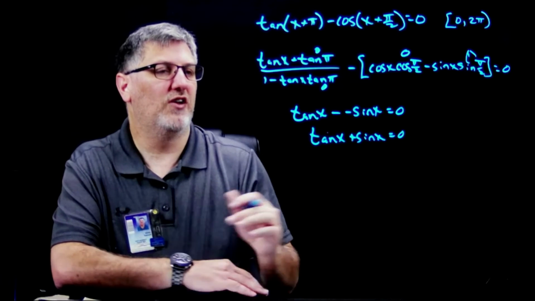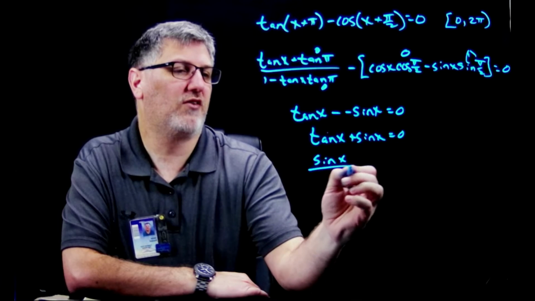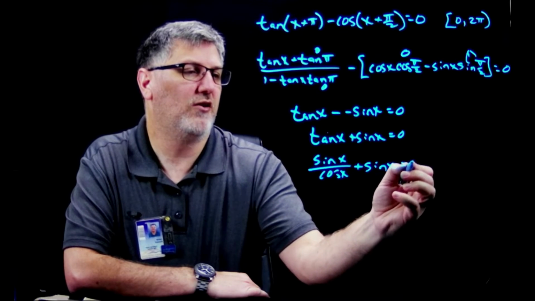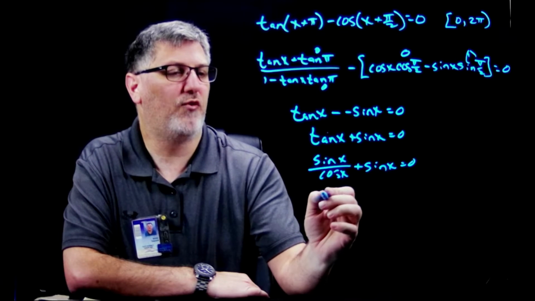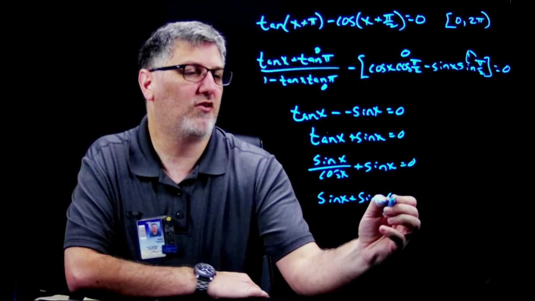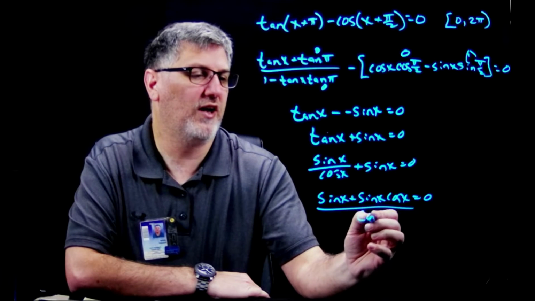All right, easy enough. I'm going to turn tangent into sine x over cosine of x, plus sine x equals 0. I'm going to add fractions. I'm going to get sine x plus sine x cosine x equals 0, and this is all over cosine x.